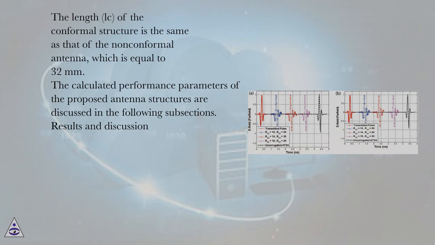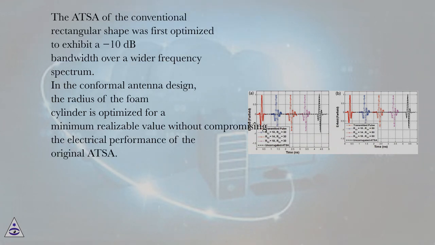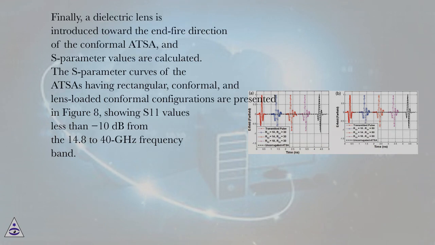Results and discussion. The ATSA of the conventional rectangular shape was first optimized to exhibit a -10 dB bandwidth over a wider frequency spectrum. In the conformal antenna design, the radius of the foam cylinder is optimized for a minimum realizable value without compromising the electrical performance of the original ATSA. Finally, a dielectric lens is introduced toward the end-fire direction of the conformal ATSA, and S-parameter values are calculated.